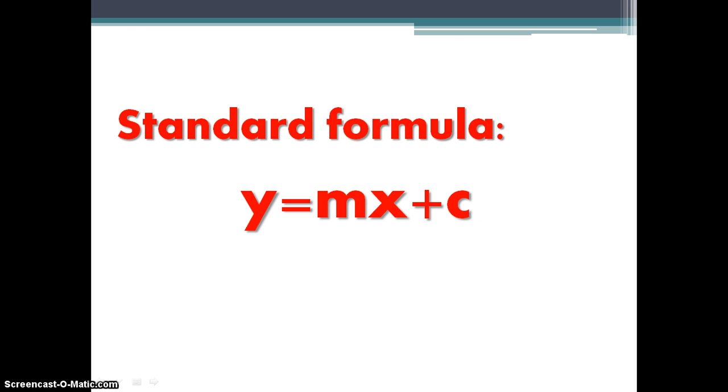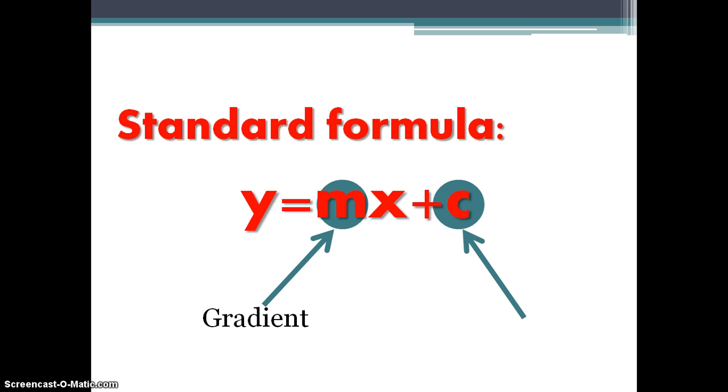First, let's just quickly look again at our standard formula, which is y equals mx plus c. X we know is our input, y is our output. M and c are the numbers that are going to make our straight line look different from any other straight line. M we know is our gradient, and c is our y-intercept. I'm going to show you how to use these two to find the formula for any straight line on any Cartesian plane. So the first thing you do is you find c.